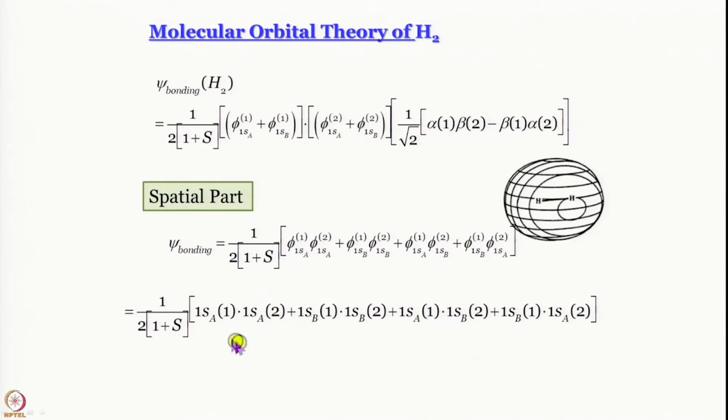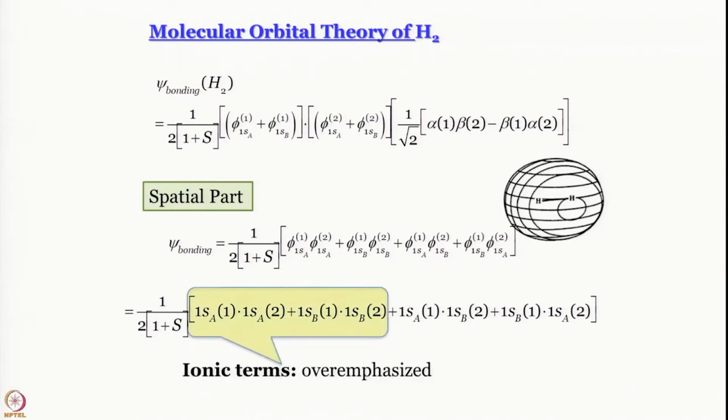Now look at the first two terms, 1sA1 1sA2 and 1sB1 1sB2. What do these stand for? These stand for the situation where both the electrons, number 1 and 2, reside on atom A or both the electrons reside on atom B. So, what kind of situation is that? H plus H minus. The atom which has both the electrons would be H minus at that instance, and the atom which has no electron would be H plus, and there will be resonance between all these forms. So, these are the ionic terms.